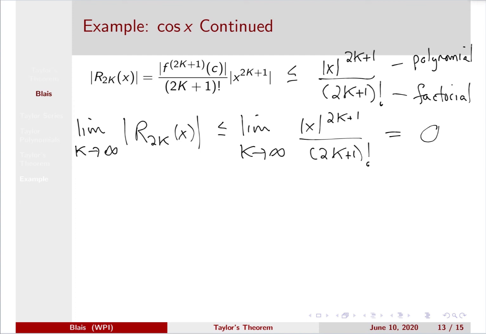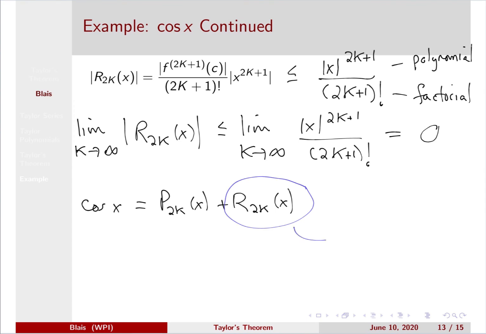So again, if we look at our previous work, specifically when we looked at the ratio test, we saw that this was the case, which is exactly what we wanted. Recall the idea was that cosine of x was equal to p2k of x plus r2k of x, and we just argued that this r2k of x is going to 0. If its absolute value is going to 0, then it itself is also going to 0, which is exactly what we wanted.